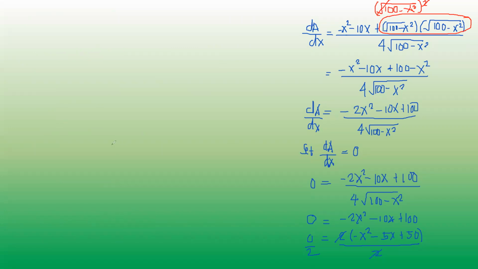Tuloy natin. 0/2 is equal to 0. Kaya meron tayong 0 equal na lang sa negative x squared minus 5x plus 50. Transpose tayo, magiging positive si x squared. Magiging plus 5x tayo dyan. Then, minus 50. Equal ngayon sa, walang matitira, kaya 0. Okay. So, meron tayong quadratic equation dito.